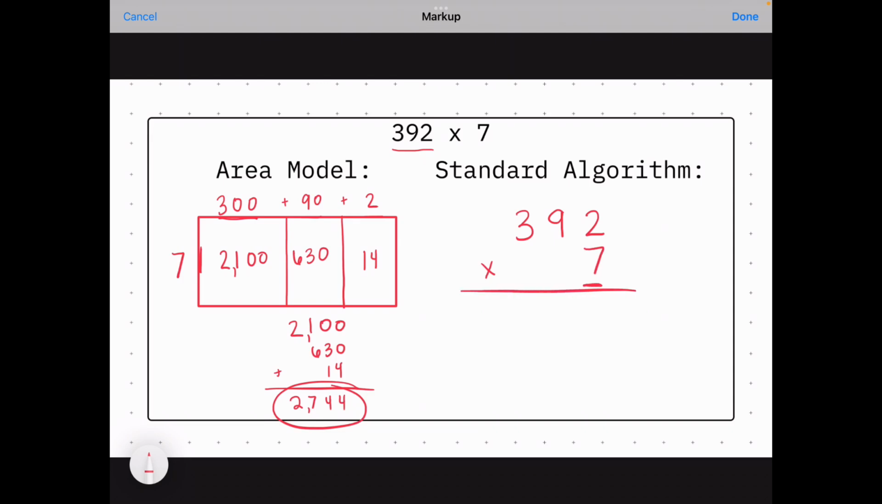We should get the same answer as we set up our standard algorithm. I'm going to multiply that 7 times all of the top numbers starting in the ones place. 7 times 2 is 14, carrying the 1, dropping down the 4. 7 times 9 is 63, plus 1 is 64. So I carry that 6, drop down the 4. 7 times 3 is 21, plus 6 is 27. This one I can just drop down because I have no more digits to carry it to. And again, getting the same answer as my area model. Two different ways to solve, same correct answer.